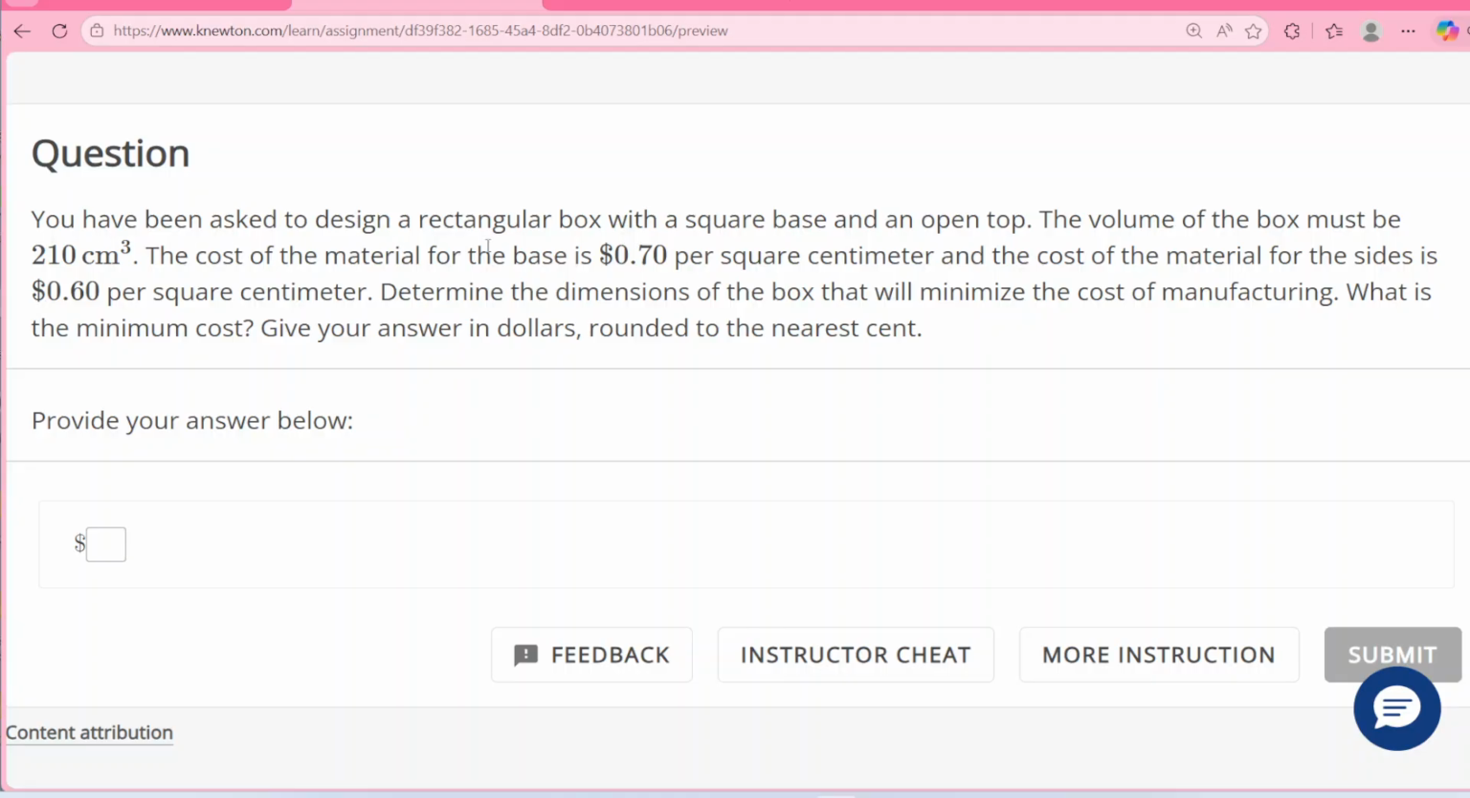So you've been asked to design a rectangular box with a square base and an open top. The volume of the box must be 210 cubic centimeters. The cost of the material for the base is 70 cents per square centimeter. And the cost of the material for the sides is 60 cents, $0.6 per square centimeter. All right, so we're asked to basically find what's the smallest cost possible and give your answer in dollars, rounded to the nearest cent, which would be the nearest hundredth.